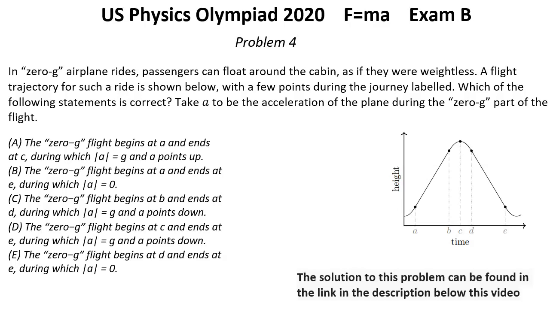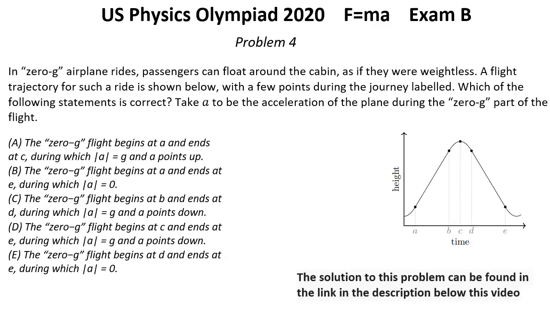Solution for problem number 4. The 0G segment corresponds to the part where the airplane falls freely with the passengers inside. That is, during the 0G segment, the acceleration is g downward, and hence a concave down parabola, corresponding to the segment from B to D.